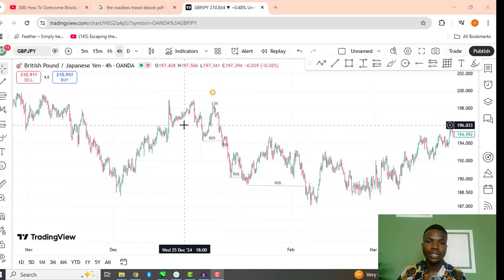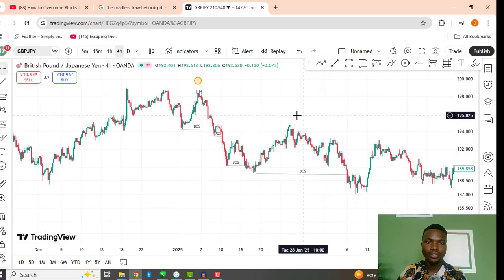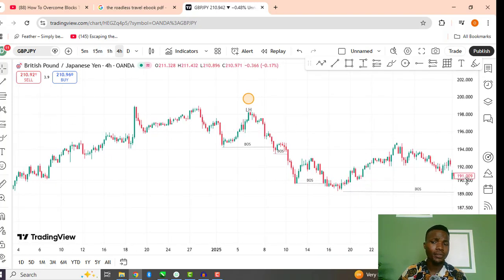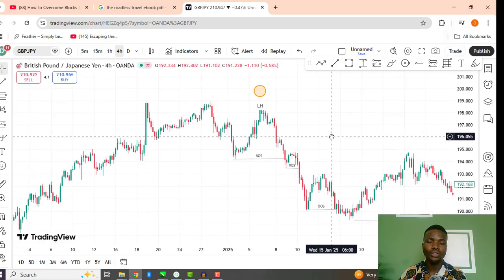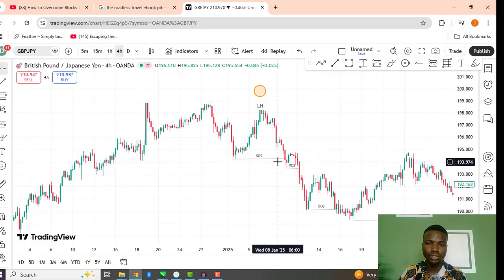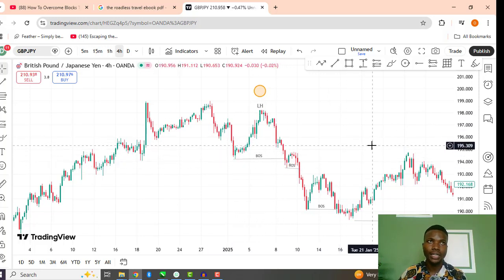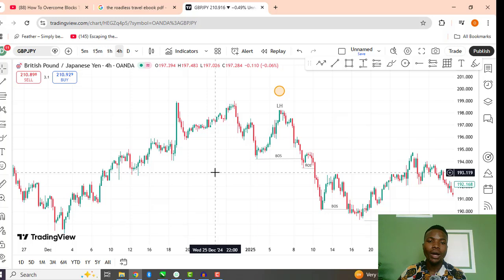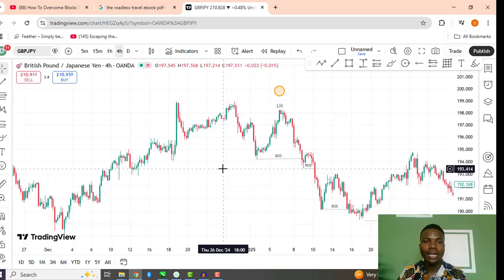All right, guys. So let us continue from where I stopped. Before then, I want to believe that you now understand how to mark out your break of structure to the downside and to the upside as well. Now I want to explain how price actually shifts, because this is where most traders don't understand how price moves from uptrend to downtrend or from downtrend to uptrend. So I am going to explain how price actually moves.